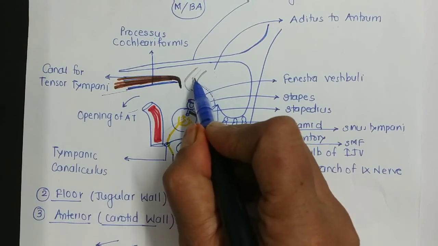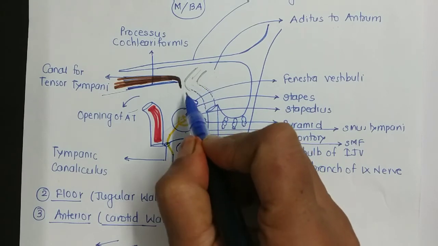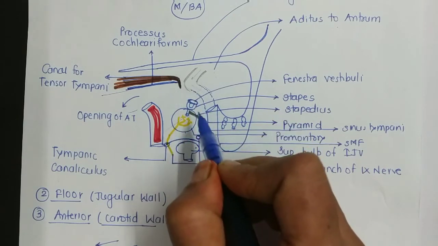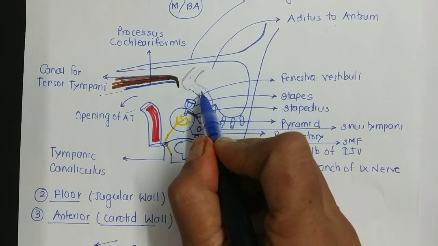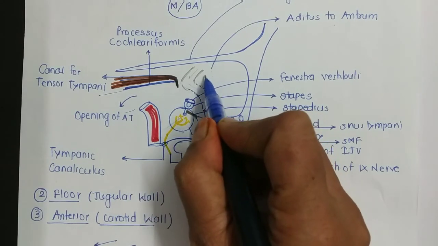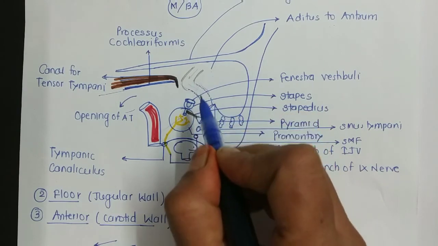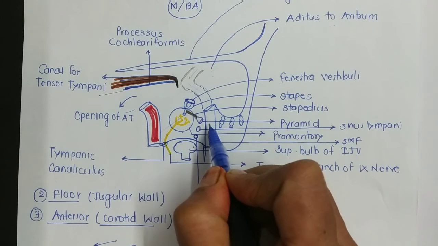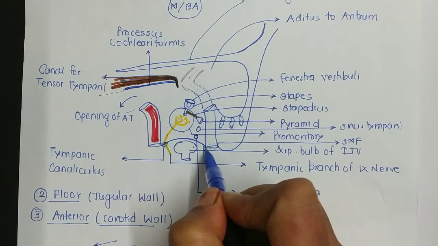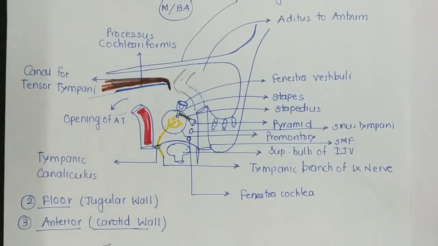So this is the first bend called as genu which lies over the antero-superior part of promontory. The second bend is gradual and it lies between the promontory and the aditus to antrum. So this is aditus to antrum. And the third part is vertically directed downward and it reaches up to the stylomastoid foramen. So these are the relations.